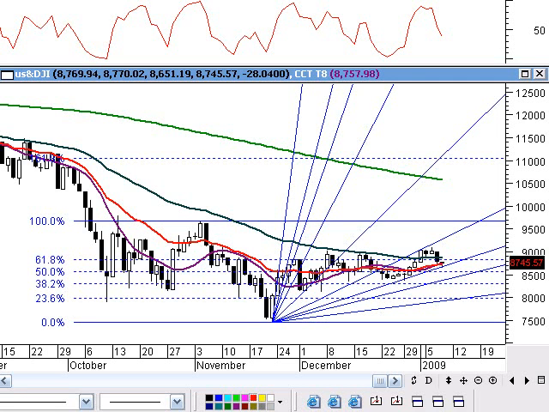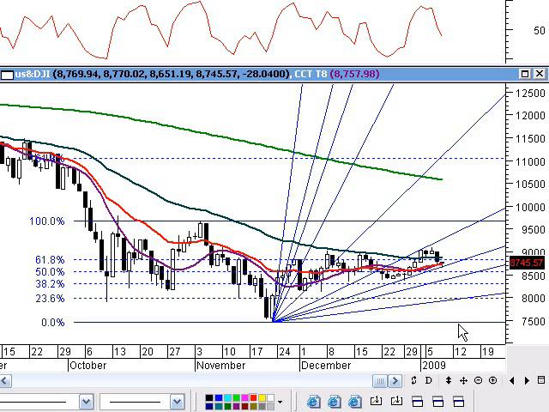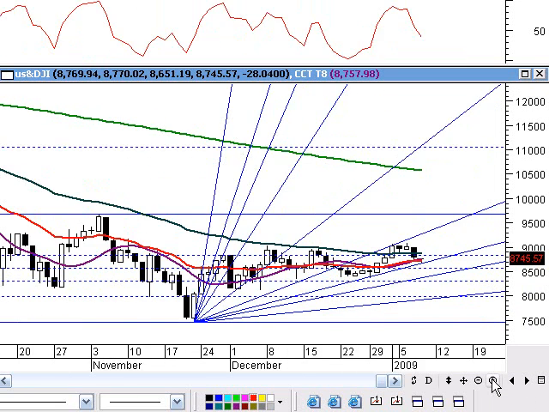Let's take a look at Dow Directions, a technical analysis of the Dow. Well, I still have the Gann fan in. You can see we closed right at the 10-day moving average, and now we're below the 20-day moving average. Let me blow this up for you.